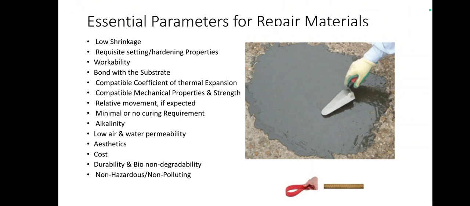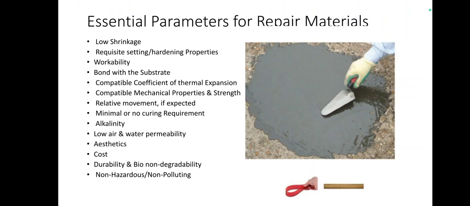And next one, regarding the alkalinity: you already know concrete is an alkaline material. Its pH will be around 12 to 14. So whatever repair material I choose, it should be of alkaline nature. If you use acidic material, what will happen? Corrosion will automatically happen. It will lower the pH, it will disturb the passivity layer surrounding the reinforcement, and finally it will result in corrosion only.